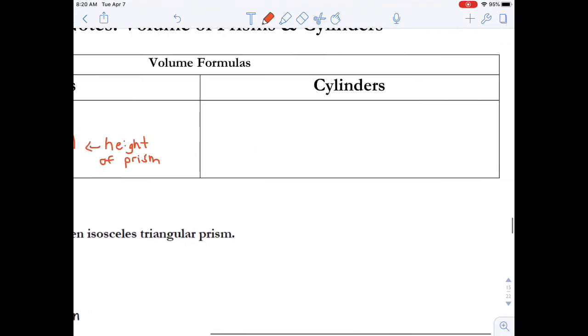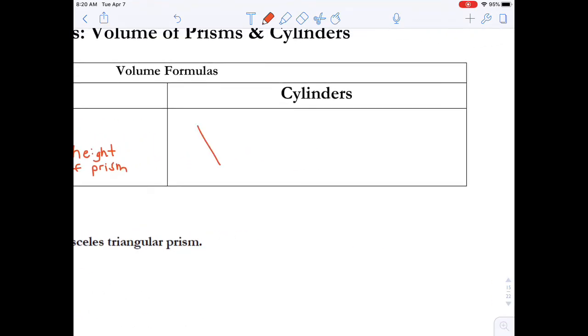Okay. For your cylinder, the volume is still the same thing. It's base times height. But if you think about a cylinder, its base is a circle, so it's pi r squared times height. That's the base, which is the area of a circle. This is the height of that cylinder. So it's the base, which is a circle, and then the height of that cylinder.